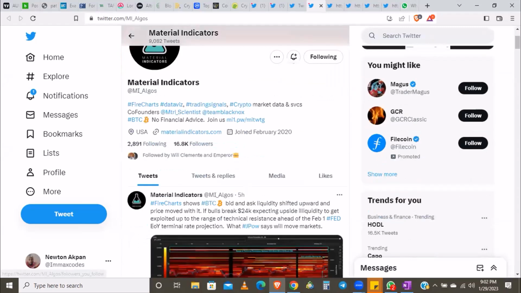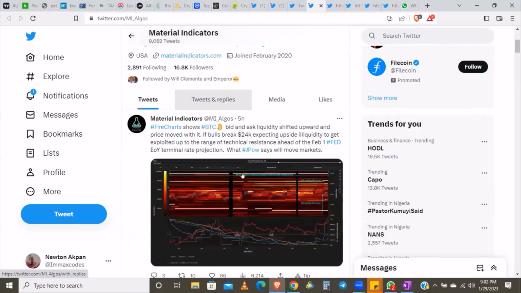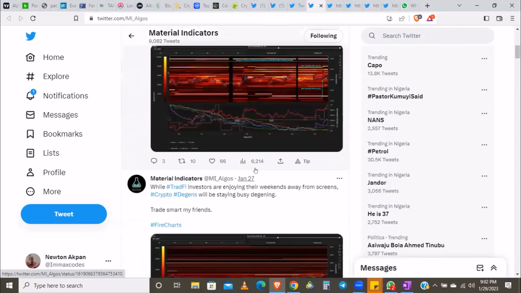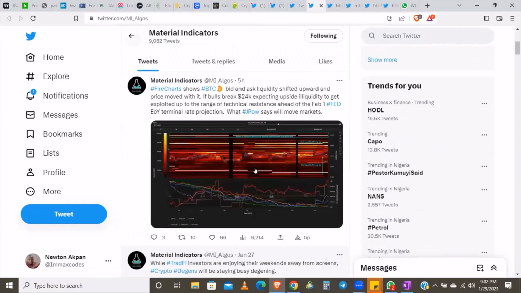Look at this guy, Material Indicators. This guy is good. If you follow these guys, they are good. I follow them and I tend to take lots of offers from them. Look at this post from 5 hours ago: bid and ask liquidity shift up and price moves to it. If BTC breaks 24K, expecting upside liquidity to get exploited up to the range of the technical resistance.